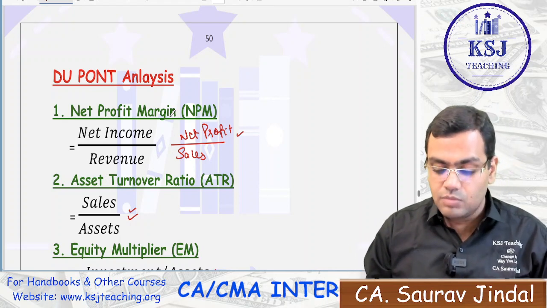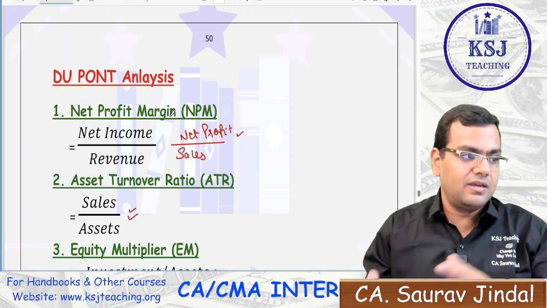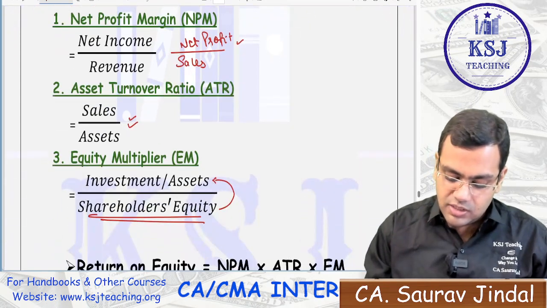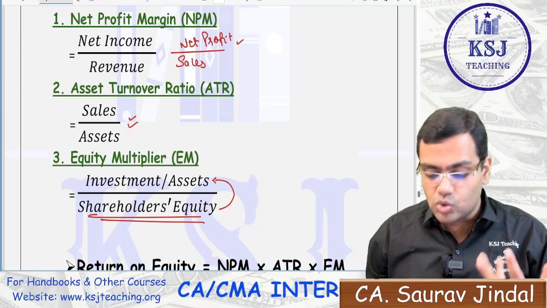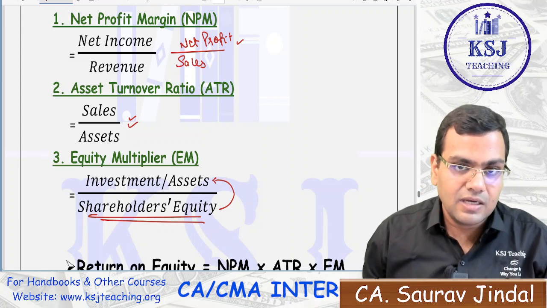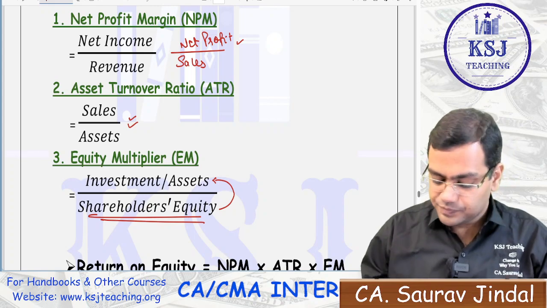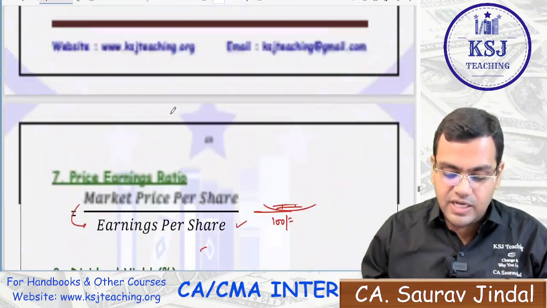How can they do it? By focusing on generating more net profit on the sales, controlling their expenditure, then utilizing their assets effectively, then utilizing the owner's equity funds, their own funds, effectively, and how they are being utilized for the various assets. Clear? So this was the last topic. With this, we are done with ratio analysis.